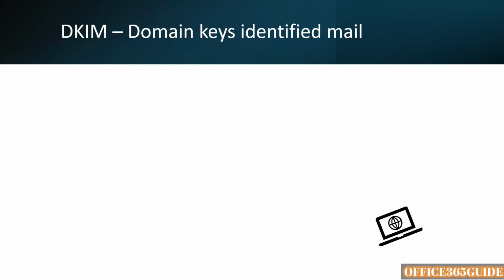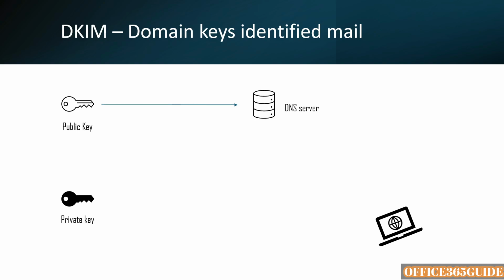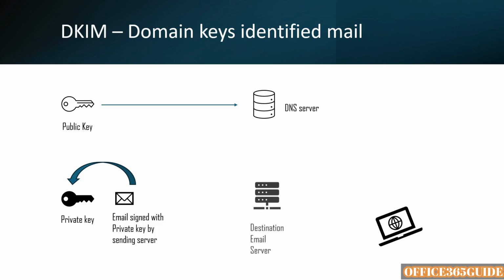So let's understand the flow here. The email server or the provider will have a private key and a public key. You as an administrator need to update your public key in the DNS server as a TXT or a CNAME record. When a user sends an email from the server, the email server signs the email header and the body of that email using the private key.